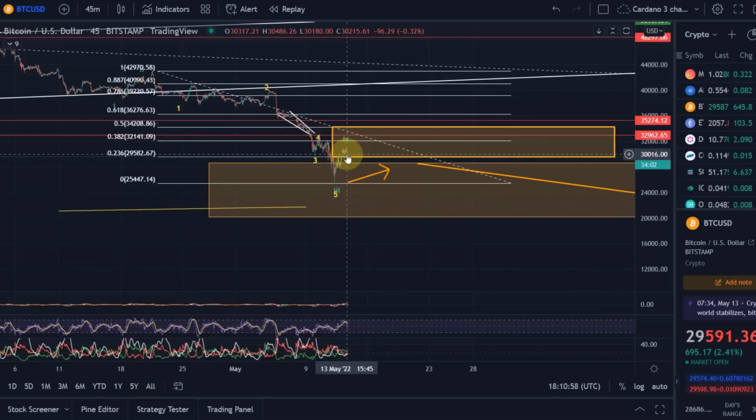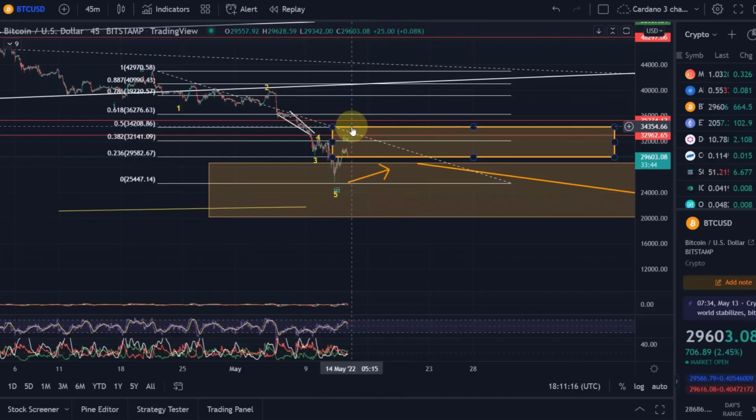And we haven't got enough information yet. At the moment, as long as we are in this yellow area all the way up to 34.5K, the likelihood that this is still part of the overall correction, and with it we dump down once more, is still very high, and that will remain my primary expectation.